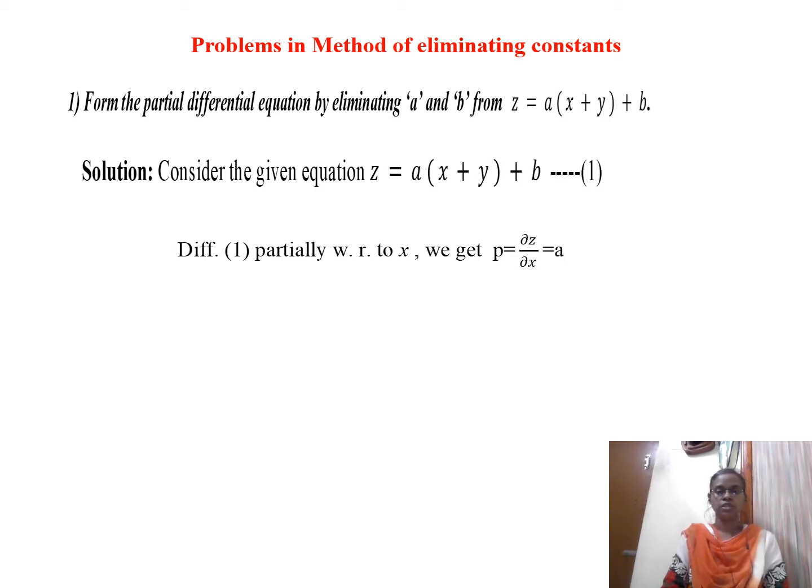So when we differentiate partially with respect to x, what we get? Dou z by dou x, and in the first class we have already seen it has got a notation p. So with respect to x, when we differentiate, we get a, because z equal to ax plus ay plus b. Similarly, now differentiate with respect to y. With respect to y, again we get dou z by dou y, that notation is q, is also a.